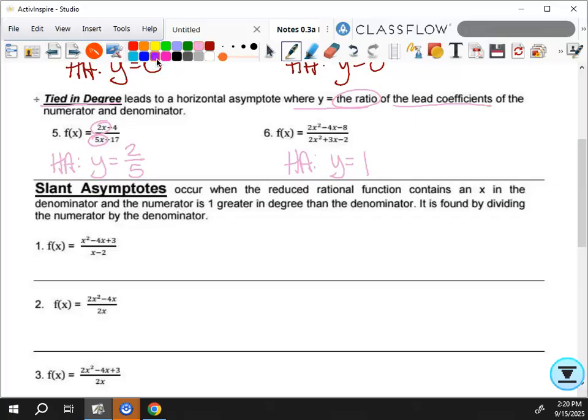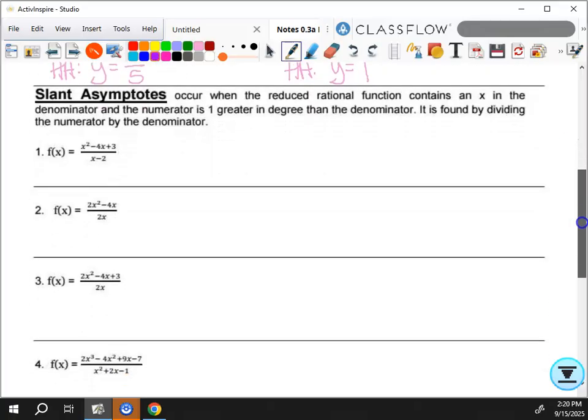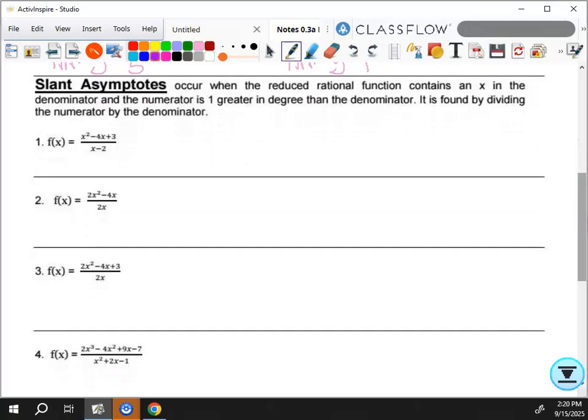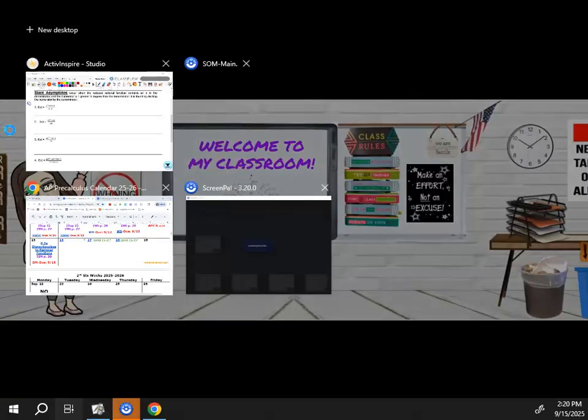Slant asymptotes. Can anybody tell me a different name for slant asymptotes? Okay. They are called oblique, O-B-L-I-Q-U-E.